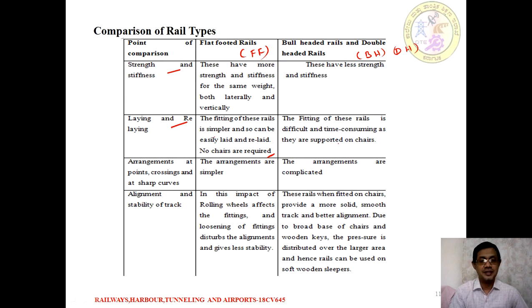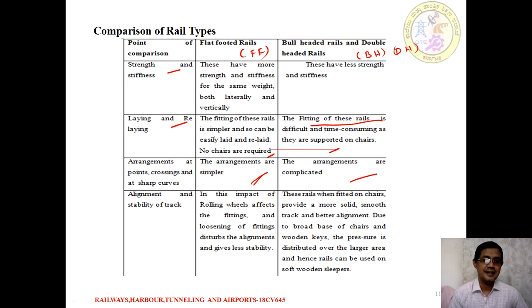Whereas in the case of bull-headed and double-headed rails, fittings are necessary to fix the rail, so it is difficult and time consuming, and maintenance is also required. Next is the arrangement at points and crossings. As the fixing is easier, arrangements are simpler for flat-footed rails, whereas for bull-headed or double-headed rails it is complicated.